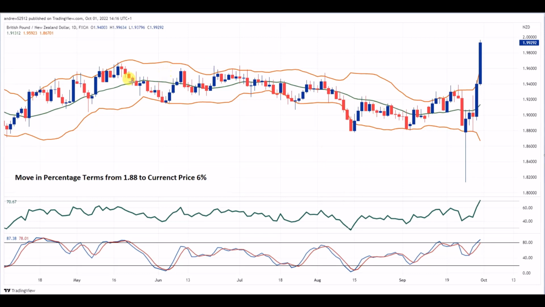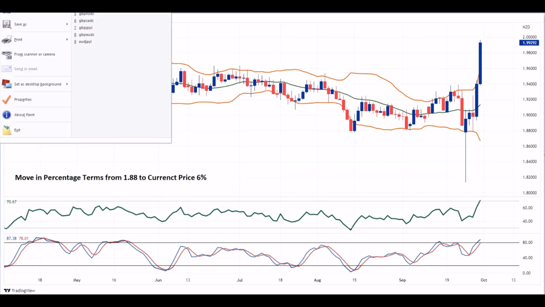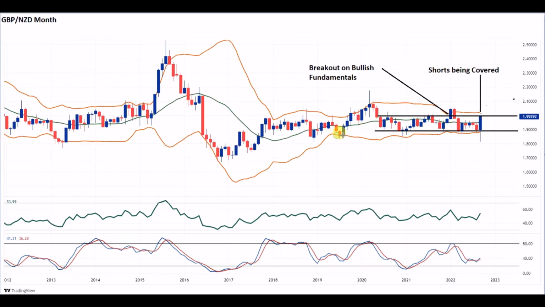But where is the resistance? Can't see it on the daily chart, so we're going to skip over and bring up the monthly chart. Here it is. You've had a channel in place for well over 2.5 years with only one break, which was here, but that was on bullish fundamentals, bullish news for the pound. We broke out and then we immediately came back in. This is just shorts coming out of the market mostly, in our view. Okay, so we think the 2 barrier is going to be hard to take out.